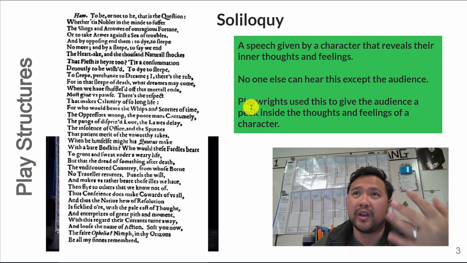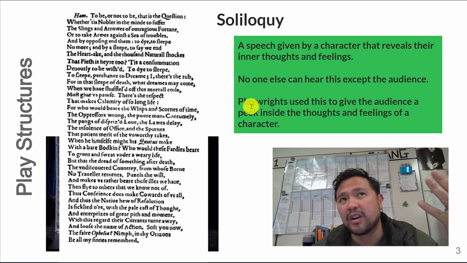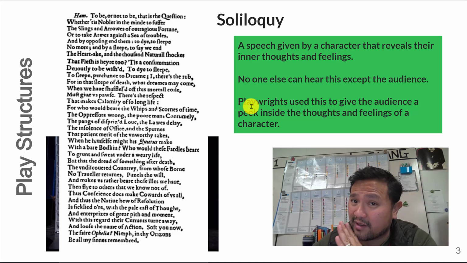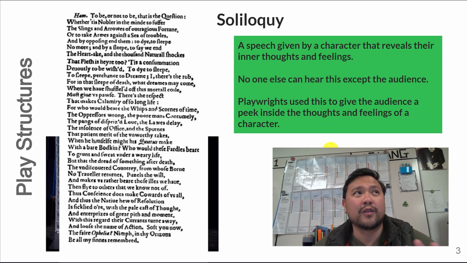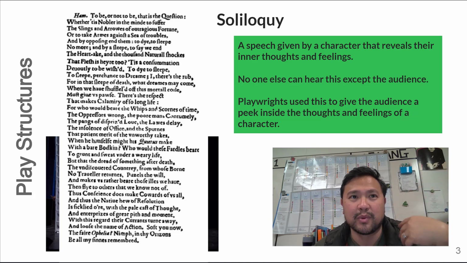Soliloquies occur in plays. It's in scripts. It's a monologue that's directed to no one in particular, but really for the audience. And it's there for you to have a peek inside what they're thinking and feeling. It's a dramatic thing that's done on stage and it's completely artificial, but it's supposed to give you more insight into the character.